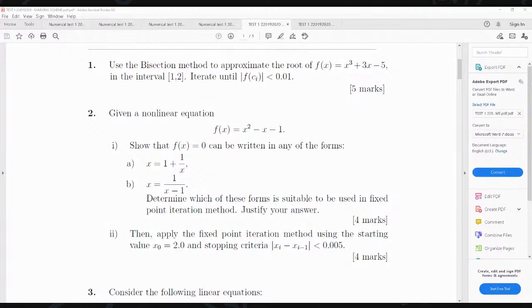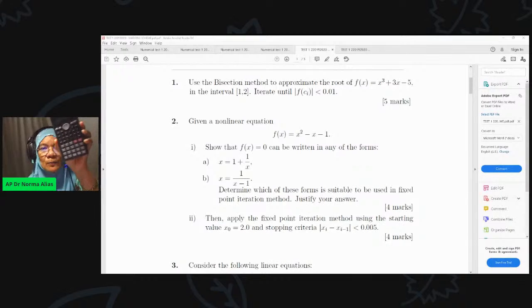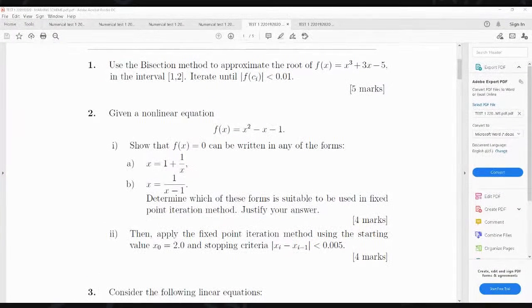For now, let's go. For 5 marks, I think for the bisection method you can spend around 15 minutes. For the second question, there are 2 parts, and you can spend 20 minutes. So press your calculator. The important thing is how fast you press your calculator to answer the question in 20 minutes or 10 minutes. So now, let's answer this question.